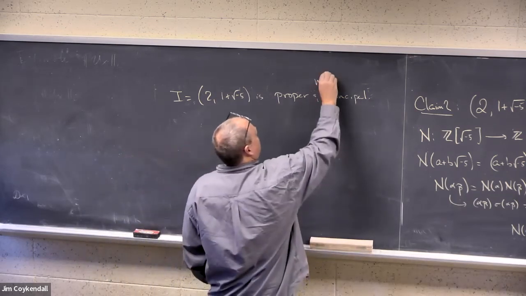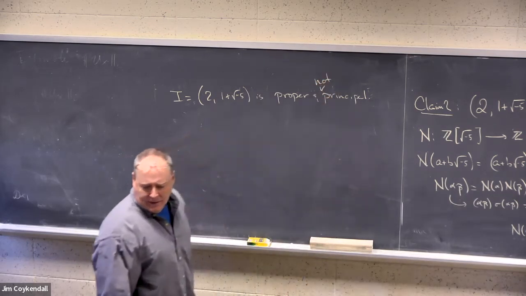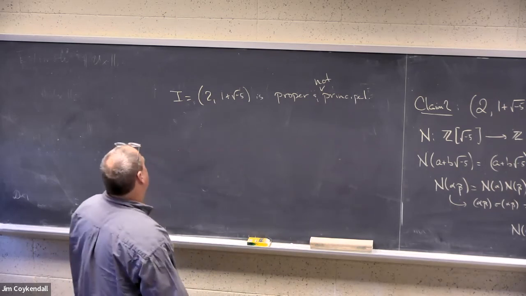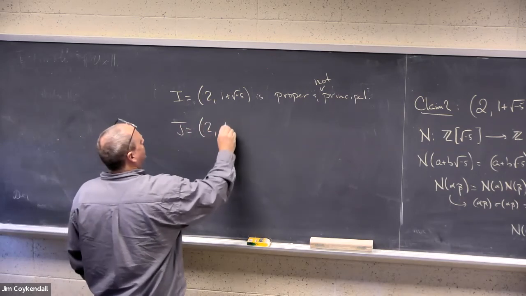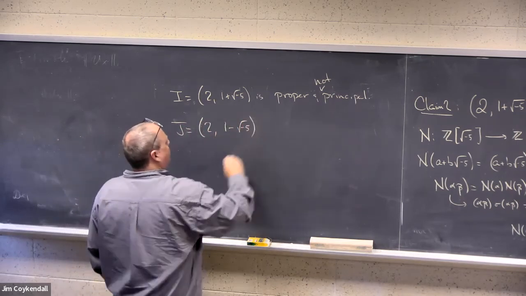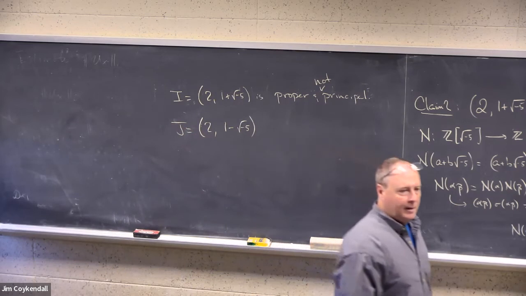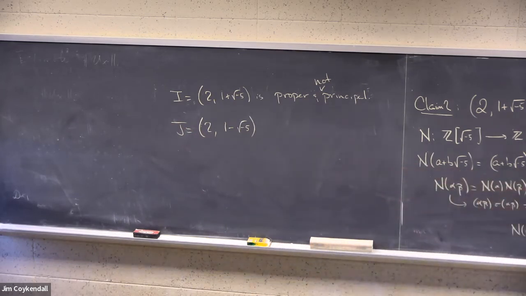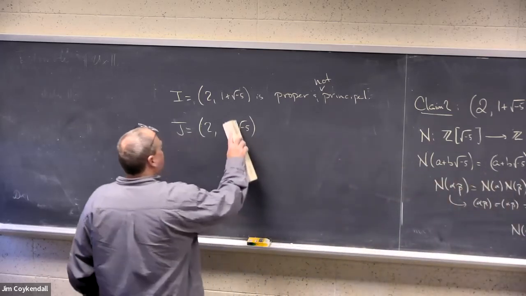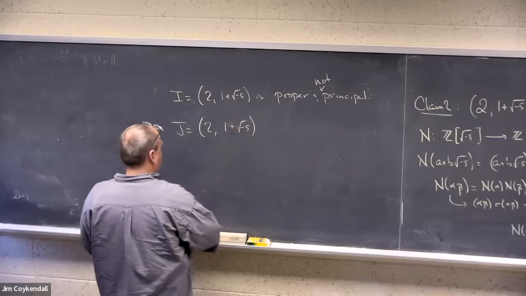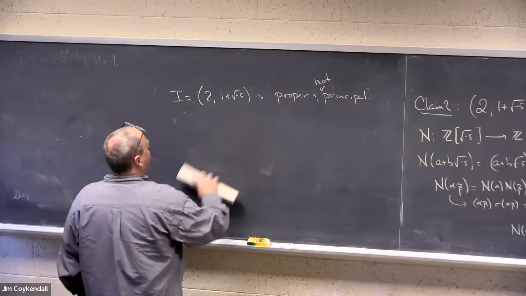Right. Thank you. I got excited there. Yes, it's proper, not principal. What would J be? Well, actually, you know what? This is actually equal to I, so I'm not even going to do that. I'm just going to square this out.